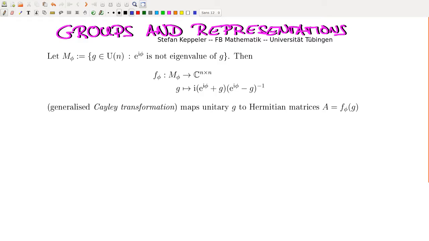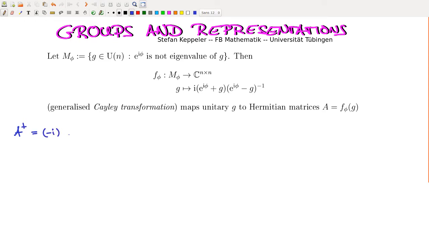We take unitary matrices G and map them using this map here, and the claim is that the result, the right hand side here, is a Hermitian matrix. We call this matrix A. So let's calculate A dagger. What's that?